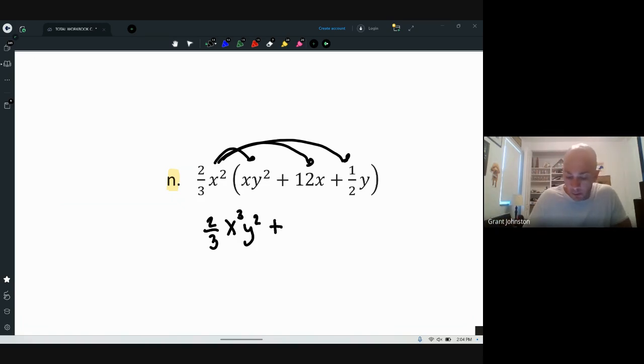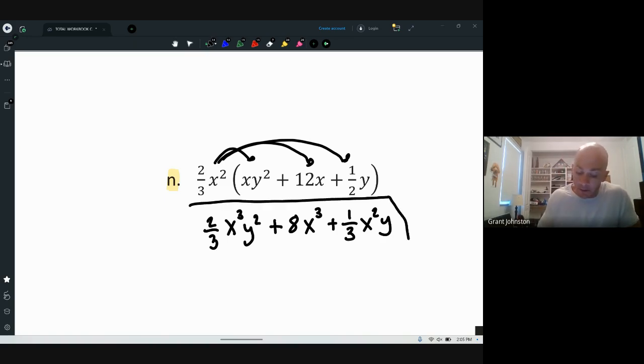2/3 times 12 would be 8. And x squared times x would be x to the third. 2/3 times 1/2 would be 1/3. Again, with the fractions, you just use your calculator or do it by hand. And then the x squared is going to come with it. There's no x on this, and the y is still going to be there. So that's that one. Okay, I'll leave the rest to you.